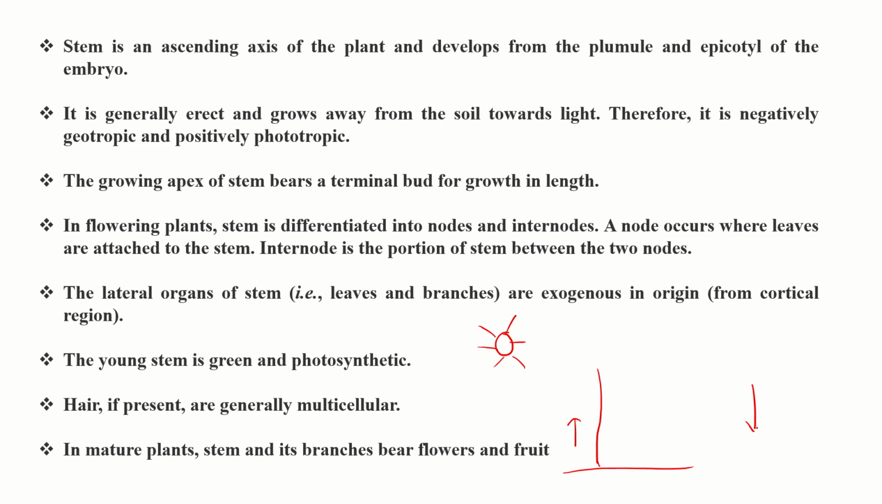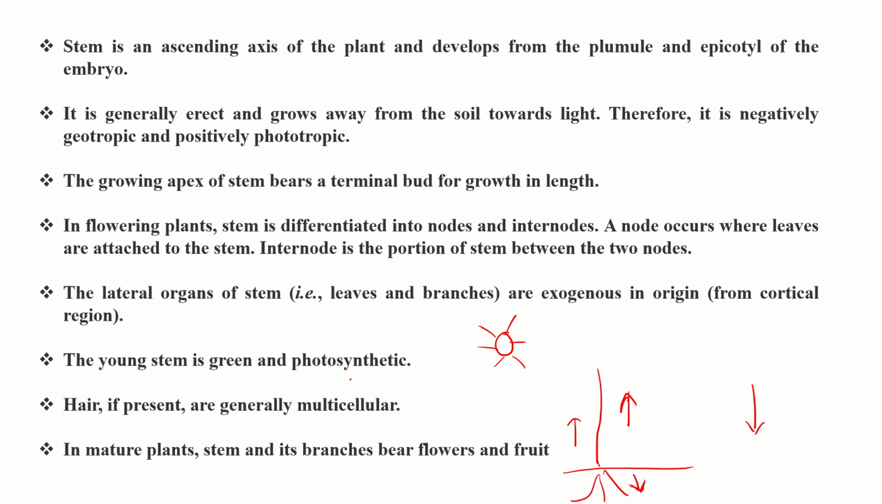The direction of gravity is this. The roots are positively geotropic. See, they have got same direction similar to that of gravity, but the direction of stem is opposite to that of gravity. Therefore, it is negatively geotropic. The growing apex of stem bears terminal bud for growth in length. In flowering plants, stem is differentiated into nodes and internodes.